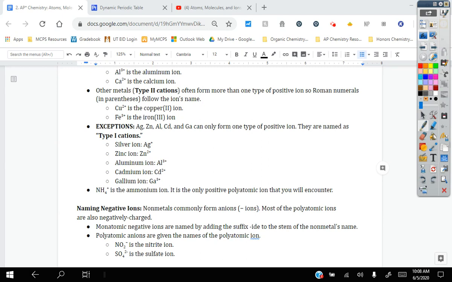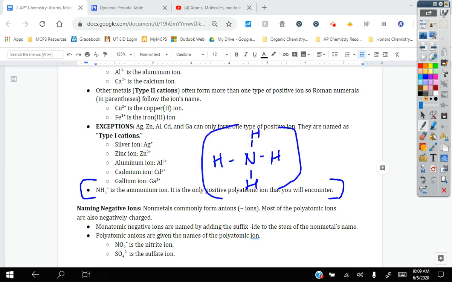In our last lesson, we mentioned polyatomic ions briefly. We're going to talk more about those in a few minutes. I should mention that there's one positive polyatomic ion that we're going to deal with a lot, and that's the ammonium ion. And that is NH4 with a 1+ charge. That is a covalently bonded molecule. So if I'm drawing a Lewis structure, it looks like this, and the entire thing has a 1+ charge.